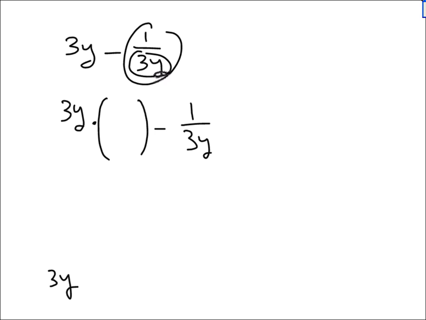But the first fraction, remember, there's an understood 1 down here. 1 times 3y is 3y.